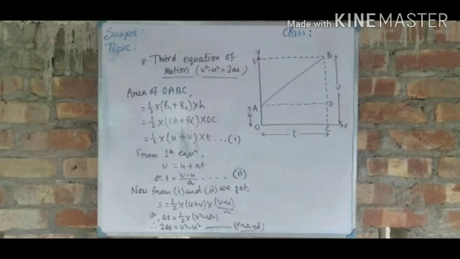Here we use the trapezium's own formula for the area, which we know is half into b1 plus b2 into height. It means half into base 1 plus base 2 into height. According to this graph, base 1 is OA, the initial velocity, b2 is the final velocity BC, and the height is OC, which is t. So we can write s equal to half into u plus v into t. So it is our first equation.